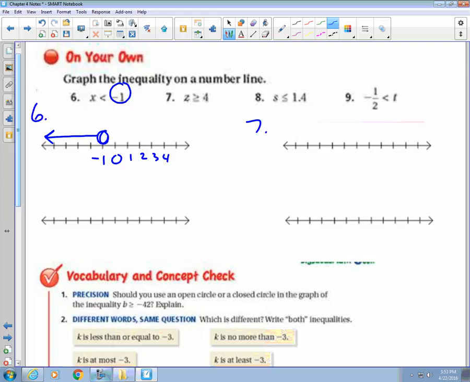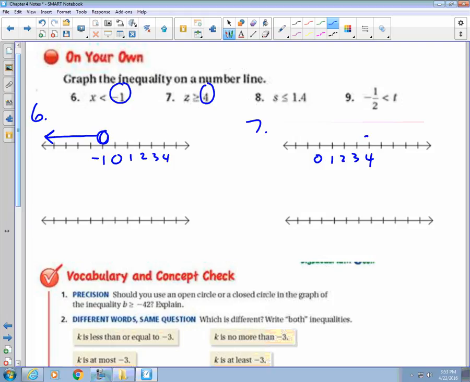Let's do number 7 right here. Z is greater than or equal to 4. So I'll put a 0 here, a 1, a 2, a 3, and a 4. Now 4 is my starting point. Okay, 4 is the starting point. And all the solutions that make it true are greater than or equal to 4.